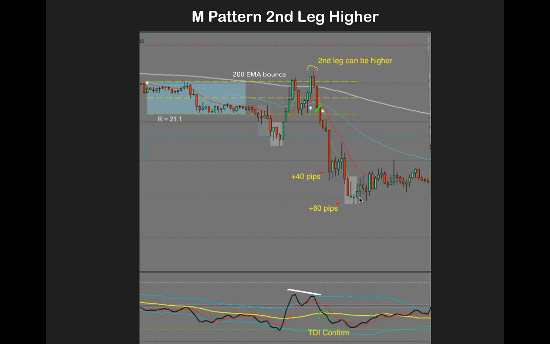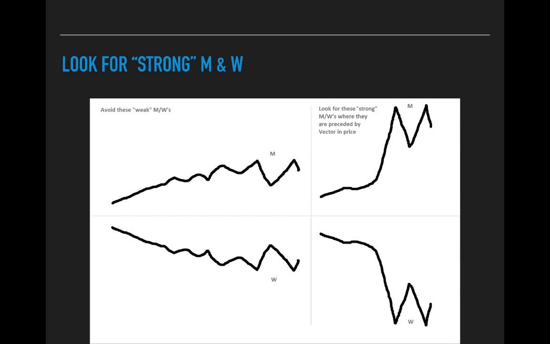But if you continue to hold and you saw that the price closed above the 13 EMA here, you could have got out and still made 40 pips. Okay, so that's a good way to manage your trades, to know when you should exit and when you should keep holding. Okay. So I want you guys to look for strong M's and W's, okay?